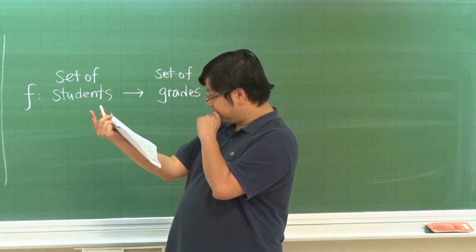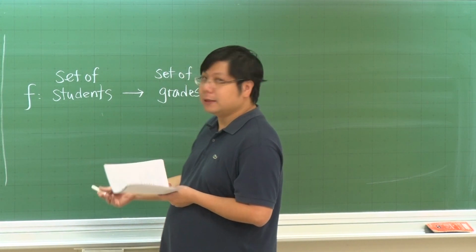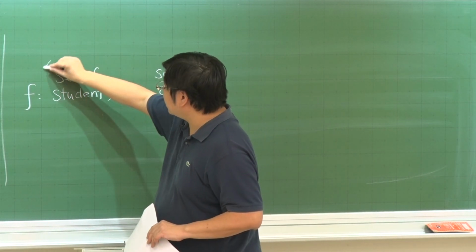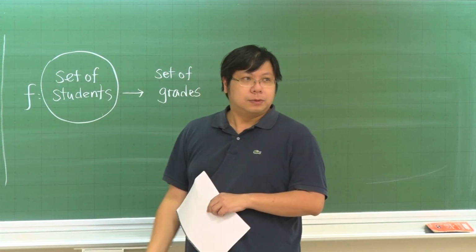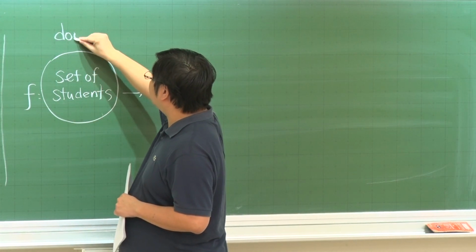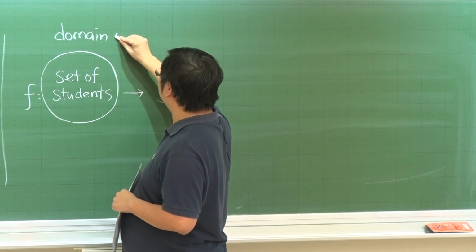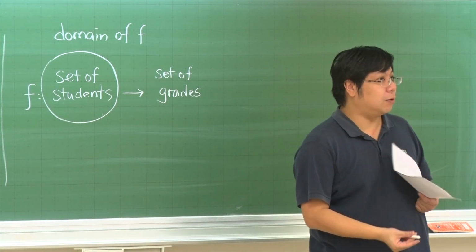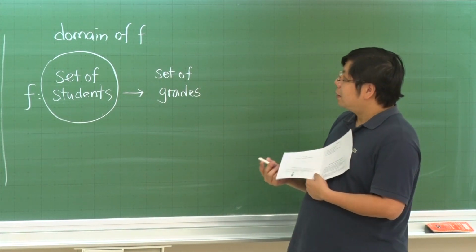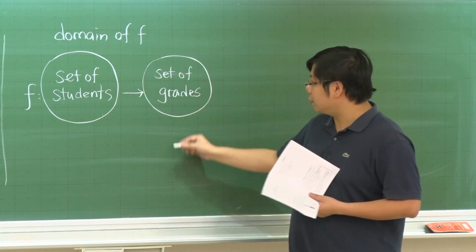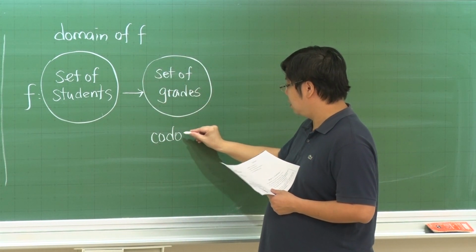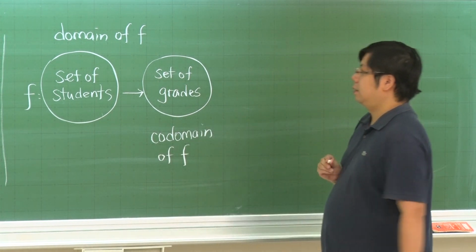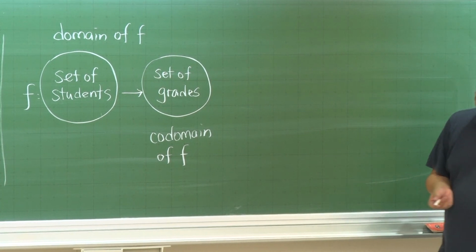And then there are also some other names. This set, we usually call it the domain of f, the domain of this function f. Domain means the home. And this one is called the codomain of the function f.